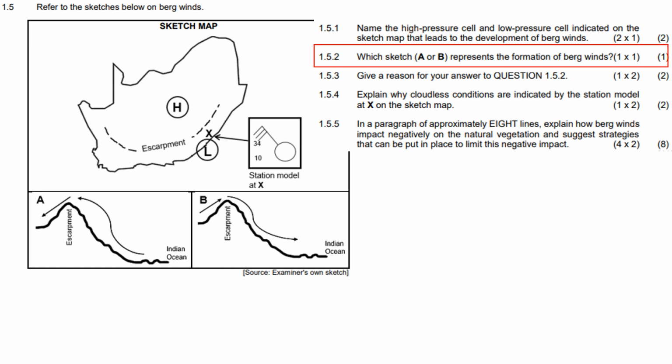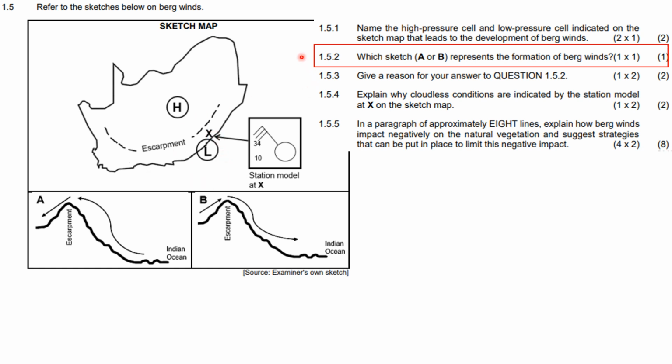Lastly, I want to focus on question 1.5, which says to refer to the sketches below on berg winds. So this first diagram here shows us berg wind conditions, and for berg wind conditions we require high pressure over the interior of the country and a low pressure along the coastline. Please notice that the wind direction here is northwesterly, and that's created by the clockwise rotation of the wind around the low pressure. I only want to look at question 1.5.2.